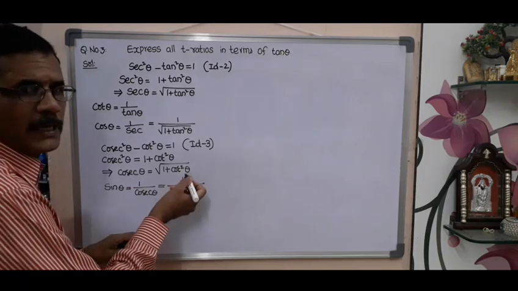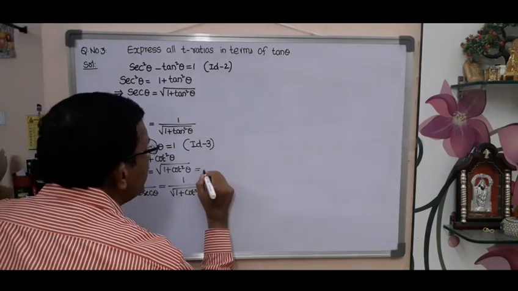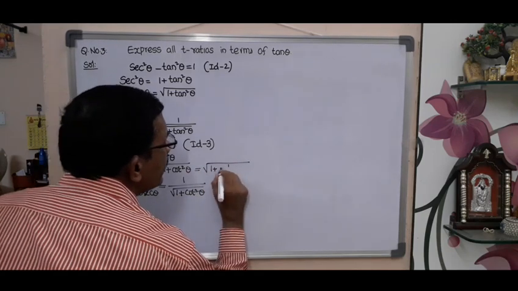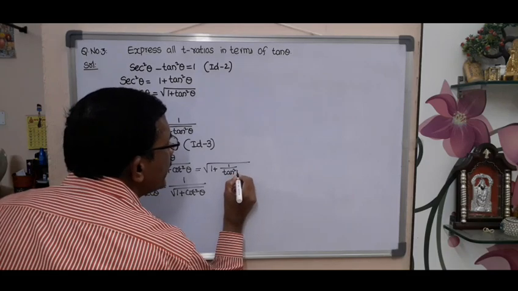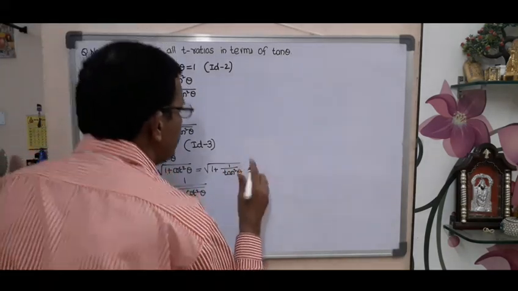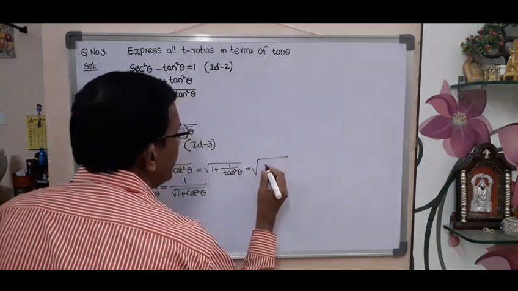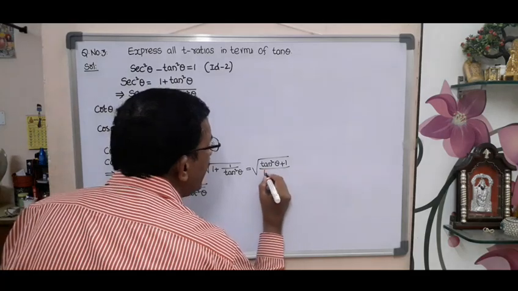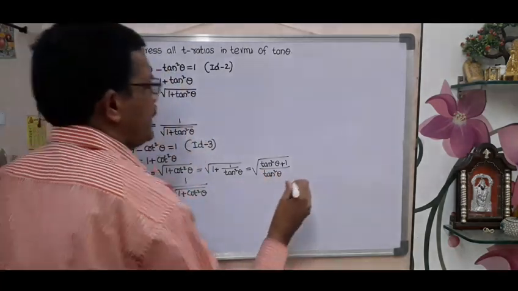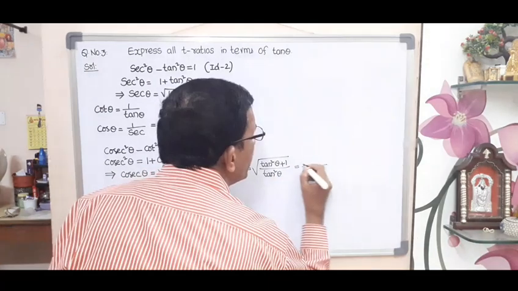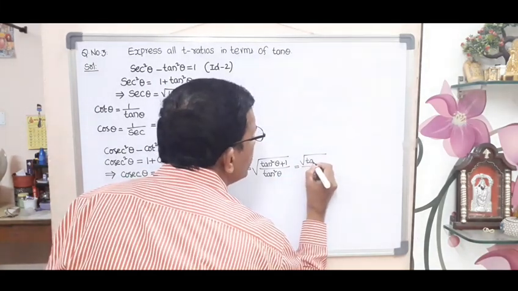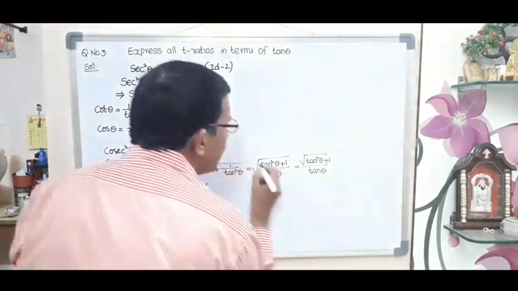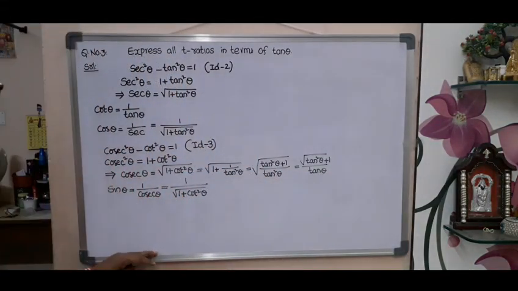Now cosec theta is in terms of cot theta. So we have to express it in terms of tan. Under root 1 plus cot square theta, where cot square theta can be written as 1 by tan square theta. Now simplifying, taking LCM and simplifying, that is tan square theta plus 1 by tan square theta. That is equal to, separating root for numerator and denominator, under root tan square theta plus 1 by tan theta, which is equal to tan theta under the root.